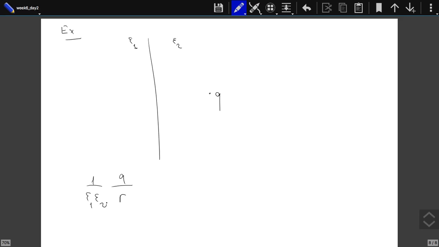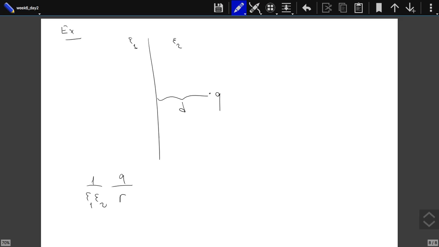Well, let's look at the certain limits that we know. For example, these two dielectrics, we can choose them to be identical. We can choose epsilon 1 to be epsilon 2. We already know the answer for that case. It's just Q over epsilon times R. Does this reduce to that result in that limit? When epsilon 1 is equal to epsilon 2, is this equal to Q over epsilon times R? No.